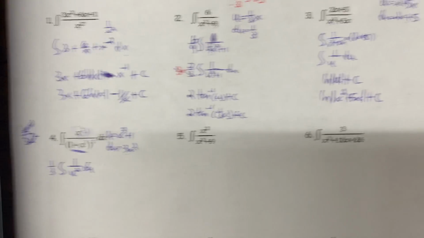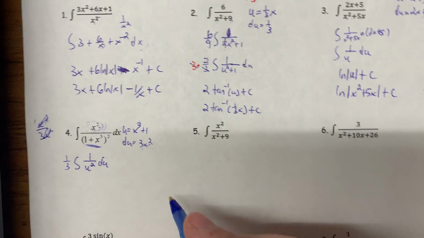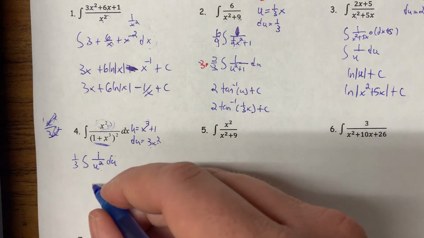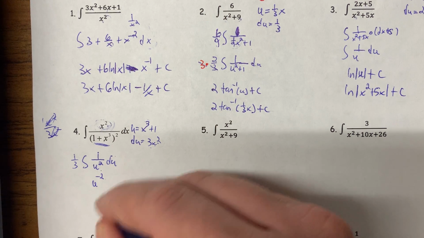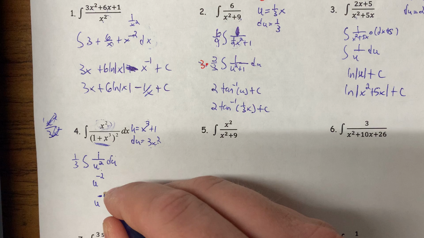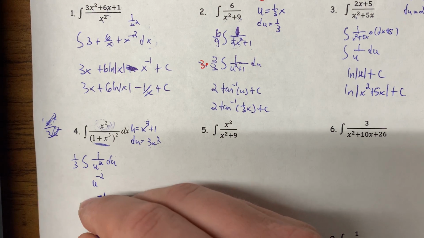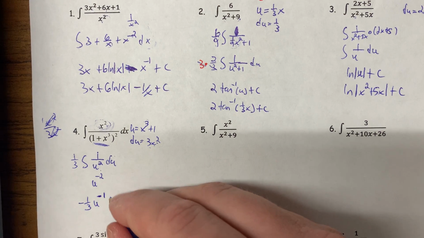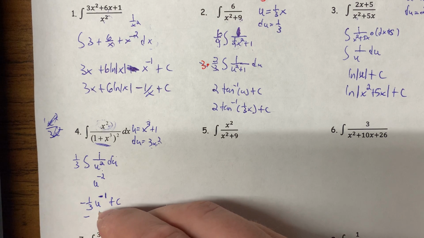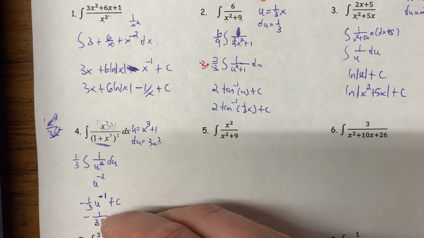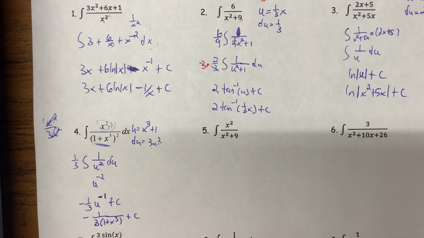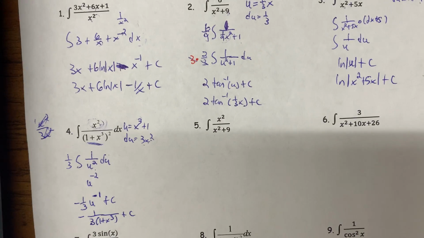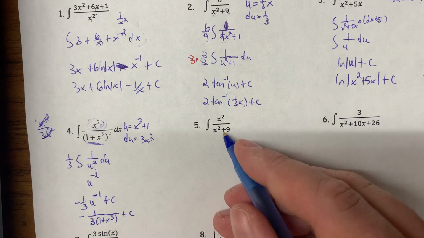I'm going to move this. Okay. So this is power rule. This is u to the negative 2 power. We're going to raise the power by 1 and divide by the power. So negative 1/3 plus c. And so the answer is negative 1 over 3 times 1 plus x cubed. Yikes. Tricky.